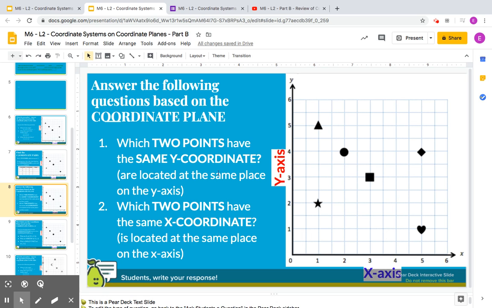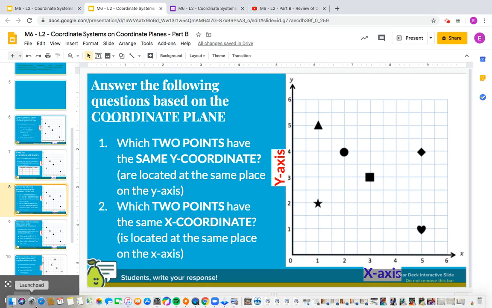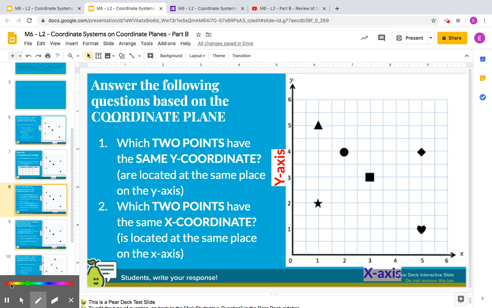So let's take a look at some of the questions we had to ask ourselves based on the coordinate plane that we just looked over. Our first question says, what 2 points have the same y-coordinate? Meaning they're located at the same place on the y-axis.